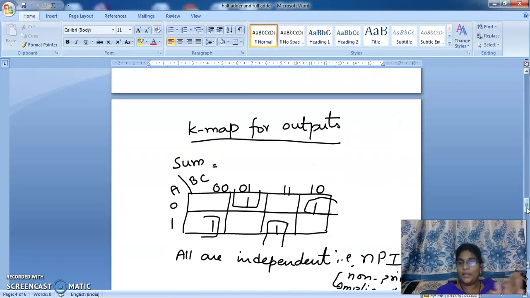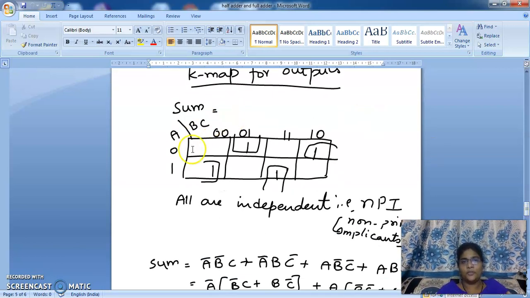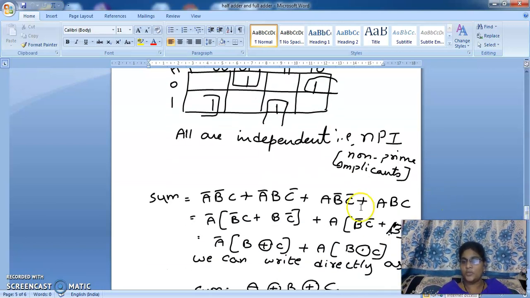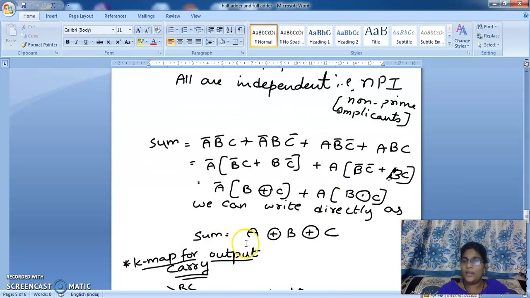Then, like in the half adder, we need to write the K-map for these outputs, sum and carry, also in the full adder. If we observe here in the sum, all the ones are non-prime implicants, that is, all are independent. So no pairing is done, no quads, no octets. Only single ones we need to take, each combination individually, and then sum them up. Finally we can directly write this expression as A exclusive OR B exclusive OR C.